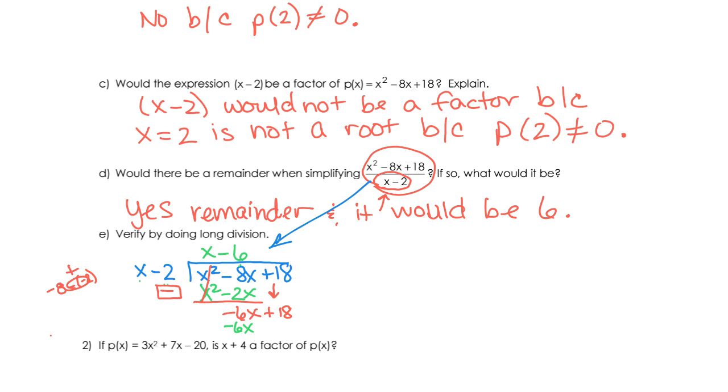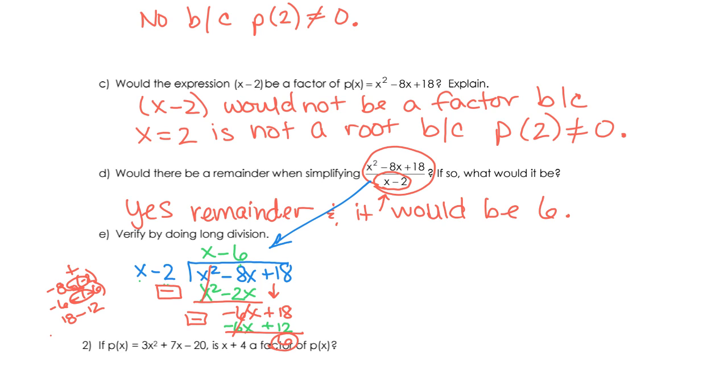Negative 6 times negative 2 is plus 12. Put up our minus sign and go ahead and subtract. And we have negative 6x minus negative 6x, and so that's negative 6x plus 6x, which cancel, which is what we wanted to happen. And then we have 18 minus the 12, which is 6. There's nothing left to bring down, and there it is.